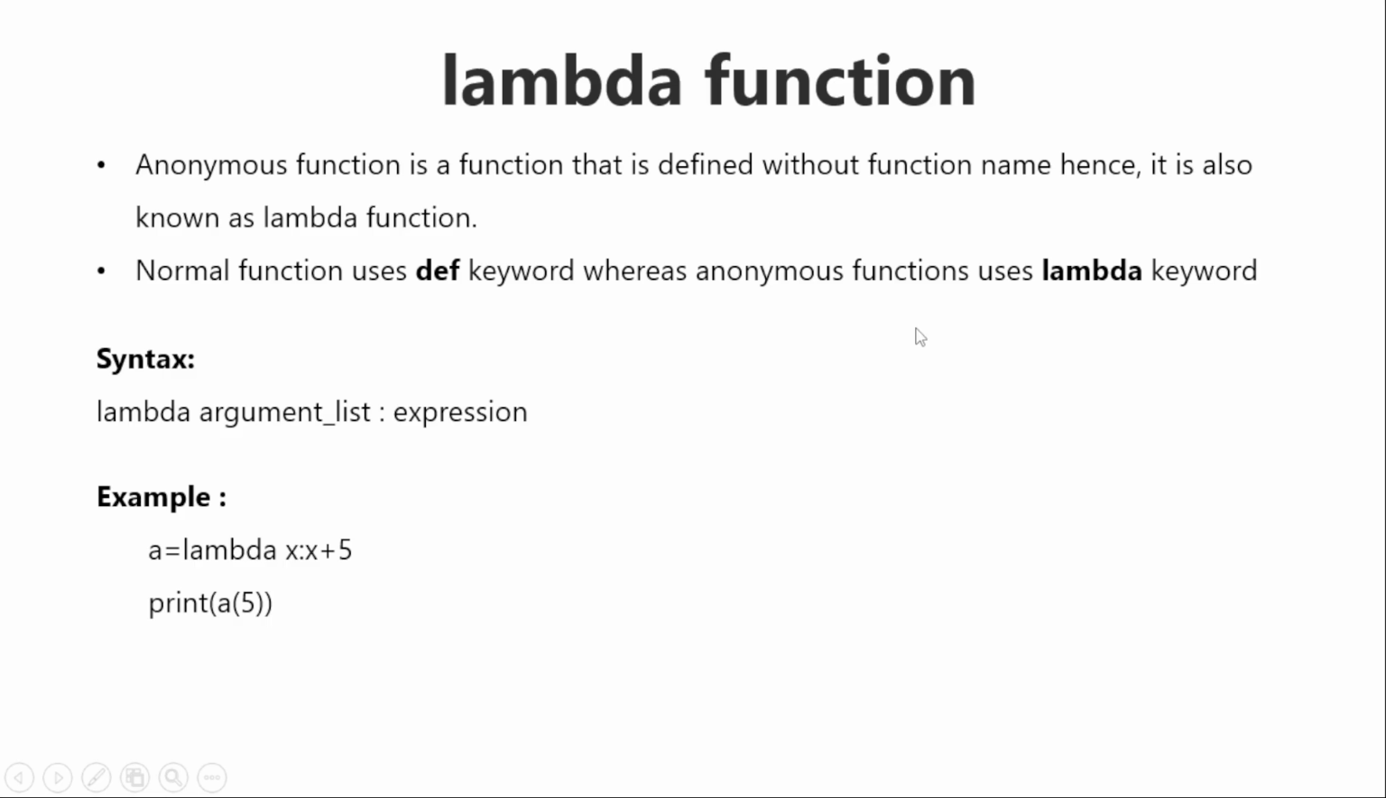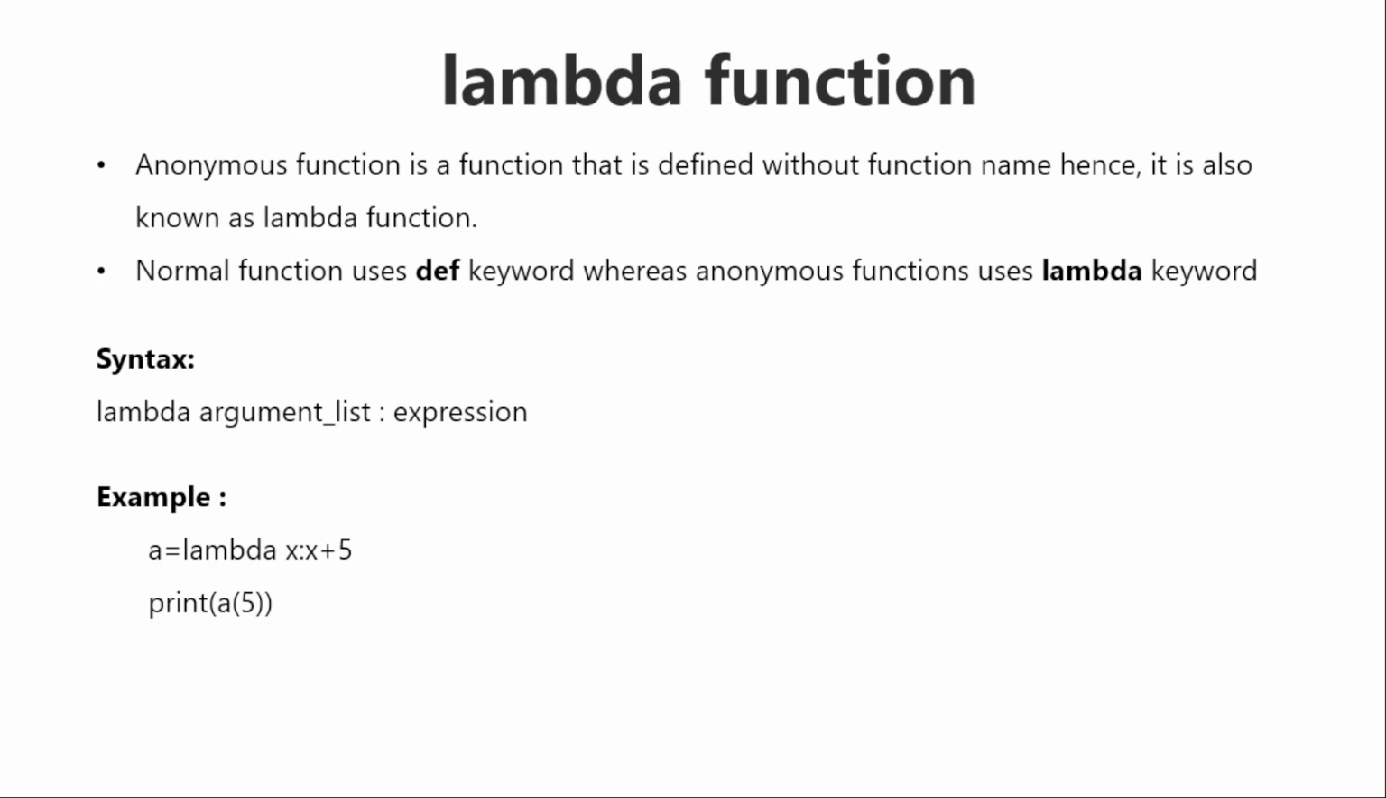Hello. Today, let us start with one more higher order function, which is known as lambda function. So, lambda function is also called an anonymous function. So, what exactly does anonymous function mean? An anonymous function is a function that is defined without a function name. Hence, it is also called a lambda function.